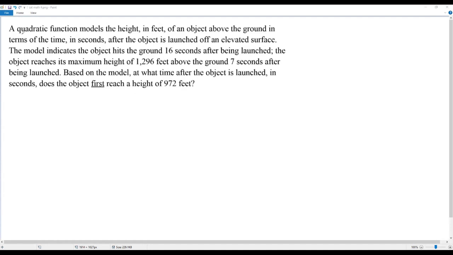The first information is a quadratic function models the height of the object which is launched from the ground, and the object hits the ground 16 seconds after being launched. And also the object reaches its maximum height of 1296 feet above the ground 7 seconds after being launched. Based on this information, we have to find the time in seconds when the object reaches a height of 972 feet for the first time.